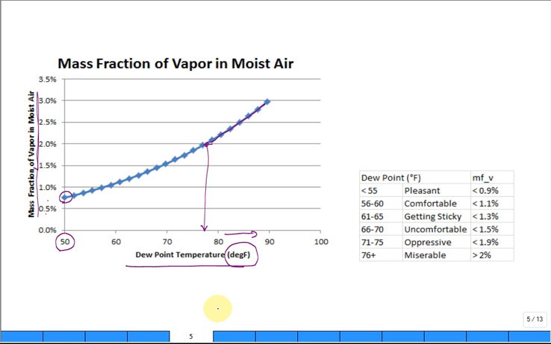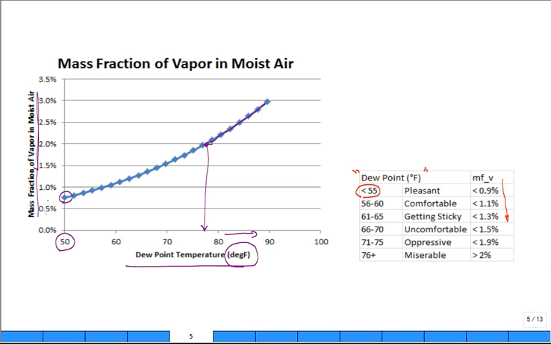So a lot of times you can sense how comfortable you are in the room if you know the dew point temperature, so that if it's less than around 55 degrees F, most people would say, oh, it's a pleasant condition in this room or outside. And the mass fraction of vapor is low, less than 1%. But as the amount of moisture gets up, sometimes, especially if you have elderly, you sense it's hard to breathe when it's thick. That's how they'll describe it.